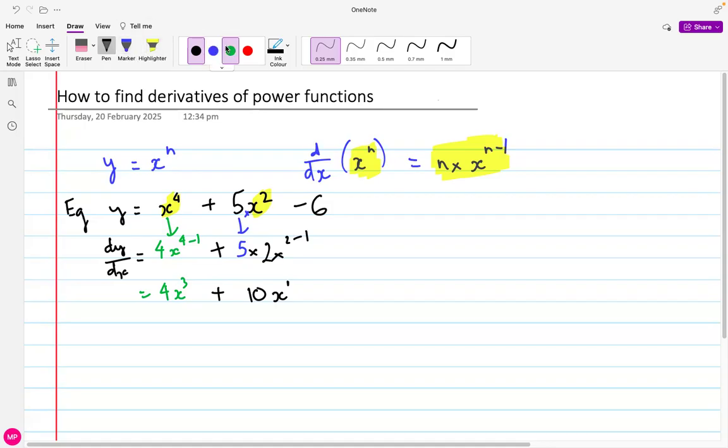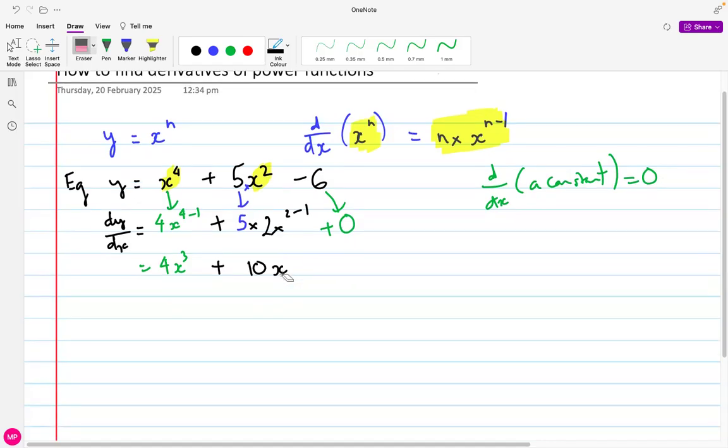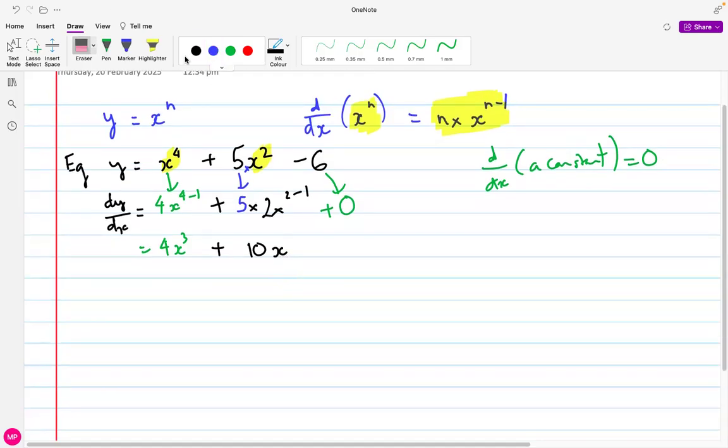And finally, the derivative of negative 6, the derivative of a constant is 0. Remember that. So the derivative of a constant equals 0, so you don't need to plug anything. So the answer is just 4x cubed plus 10x. All right, let's do another example.